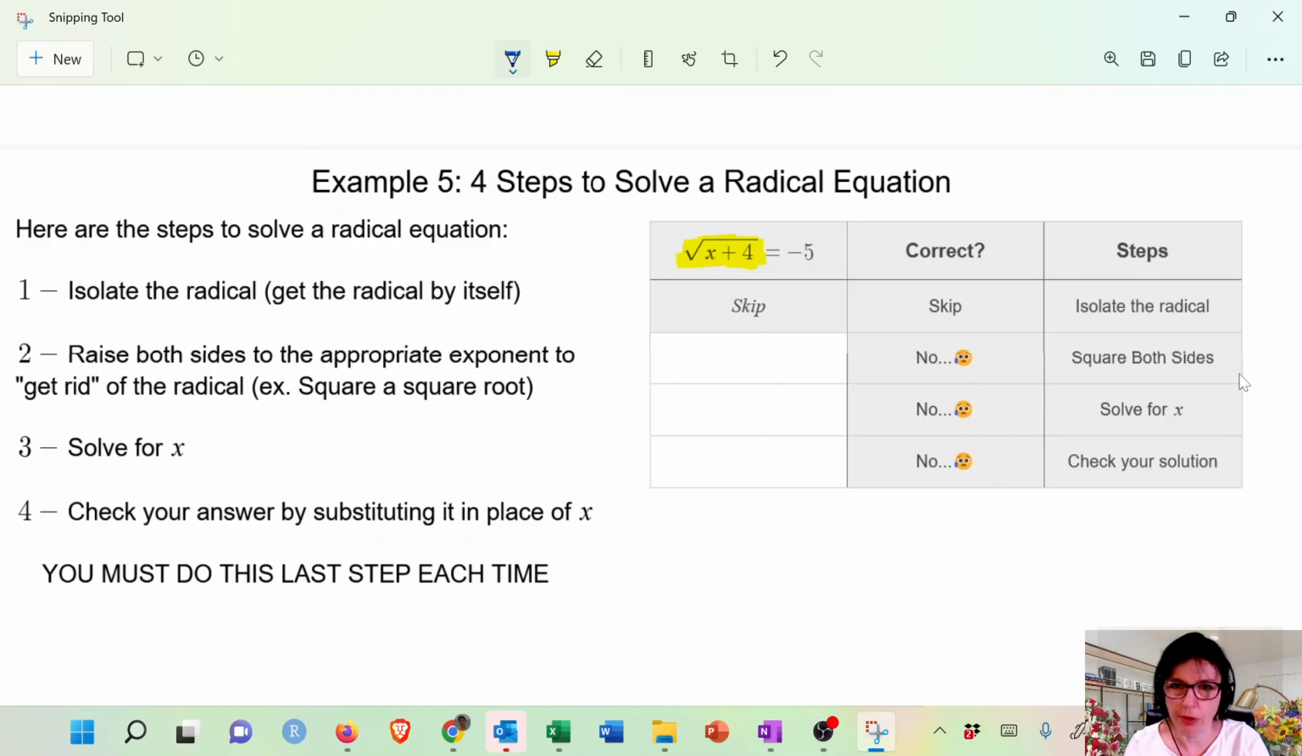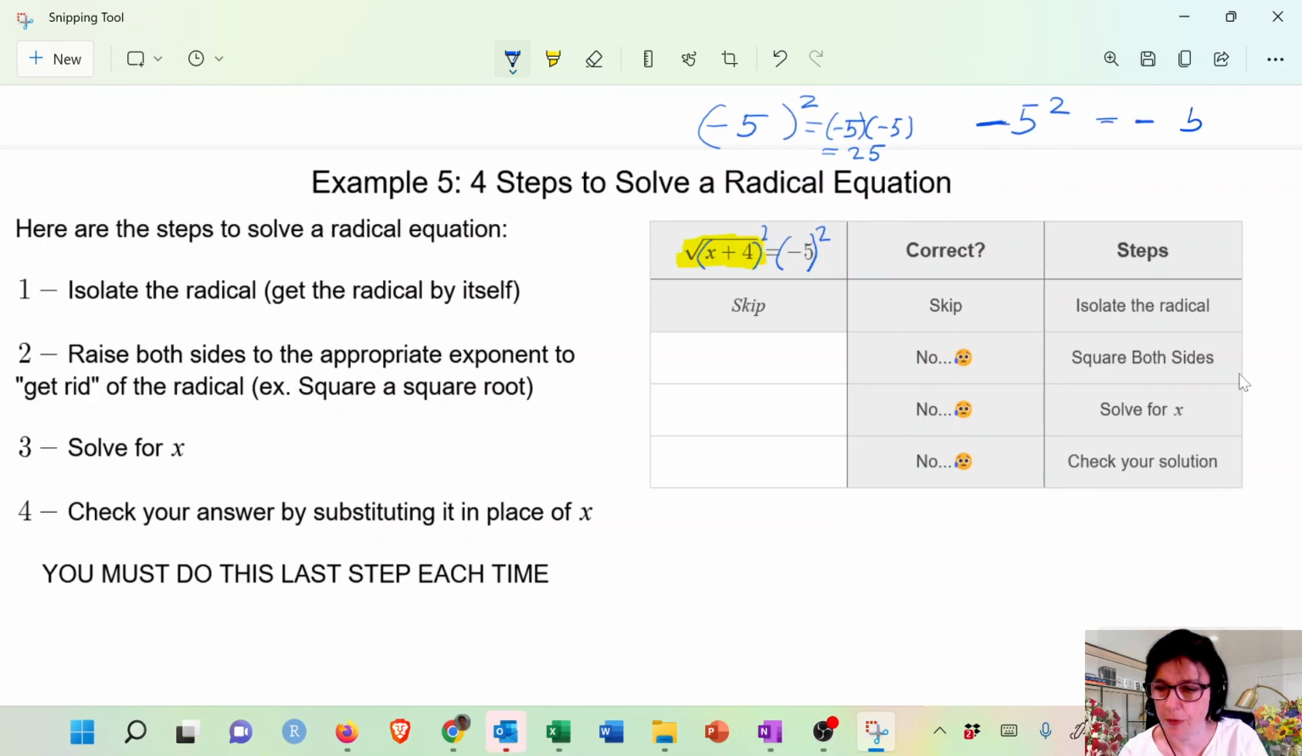So first the radical is already isolated, so we're going to square both sides. When you square both sides, you have to be very careful to put the expression that you're squaring in parentheses. The negative 5, when you square, it's not the same thing. Notice the difference when I have something like this and something like this. In here, this is negative 5 multiplied by itself, so when you multiply it by itself, you get positive 25. Whereas over here, the negative is outside, so this is the negative of 5 times 5, which is negative 25.